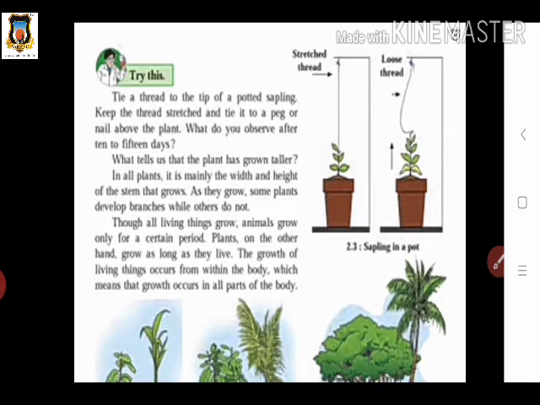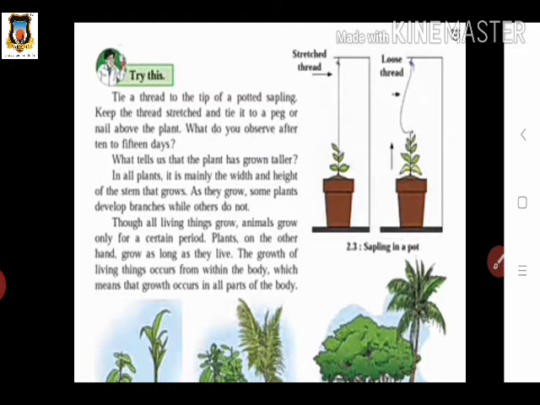But in some plants, what happens? Branches also appear on the stem. So in this way the plant grows by developing branches on the stem, by increasing the height of the stem, or also the width of the stem is increased. Width means its rounded size is increased, okay. So here we see in this way the plants also grow.